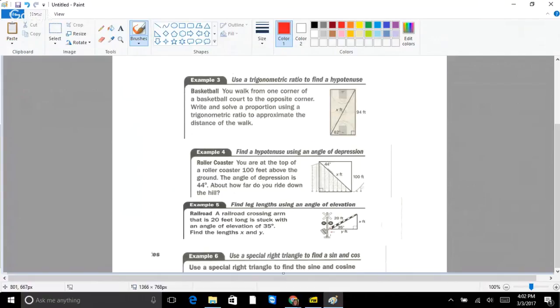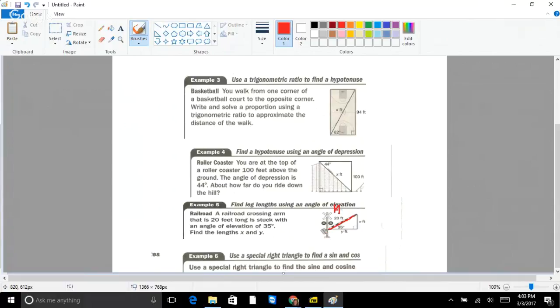So a railroad crossing arm that is 20 feet long is stuck with an angle of elevation of 35 degrees. Find the lengths of x and y. Oh, we get to actually use more than one. So what they've given us here is 20 feet is this distance right here. That is our hypotenuse, right? That's our term that's across from our right angle.